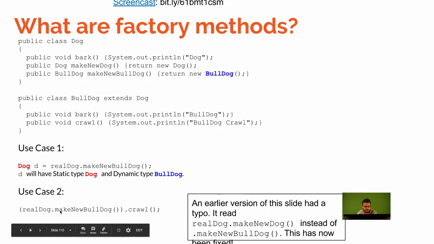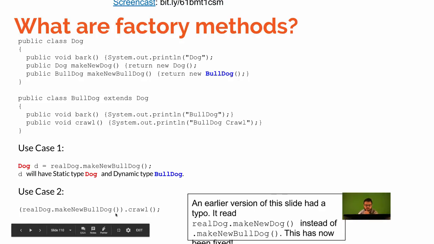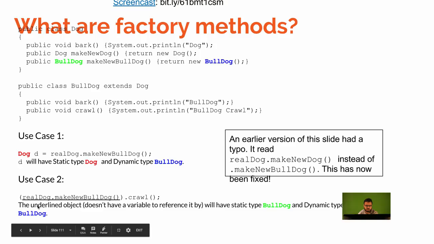What about this? Real dog dot make new bulldog. So, okay, now I'm nesting this together. Don't worry about this. Again, typo from before. I'm nesting it together. I'm saying real dog dot make new bulldog, whole thing together, dot crawl. What happens now? So real dog dot make new bulldog dot crawl, this whole thing, right? It's an underlying object. It doesn't have a variable to reference it by. This is just a sort of floating thing that we created. It's a floating bulldog. We created it. This thing will have static type bulldog and dynamic type bulldog. Why will its static type be bulldog? The reason its static type is bulldog is because of this return type.